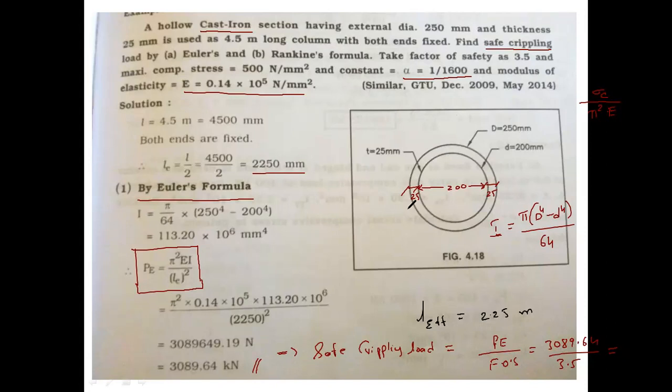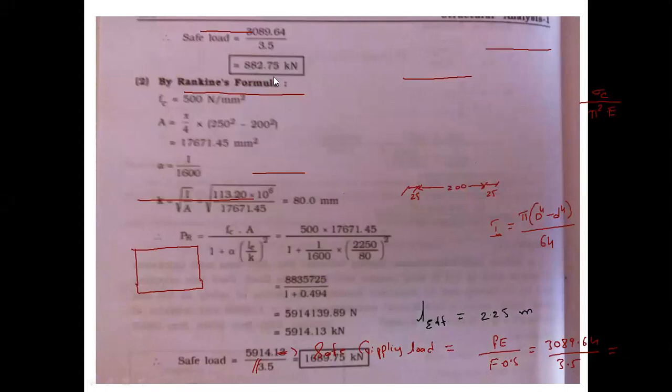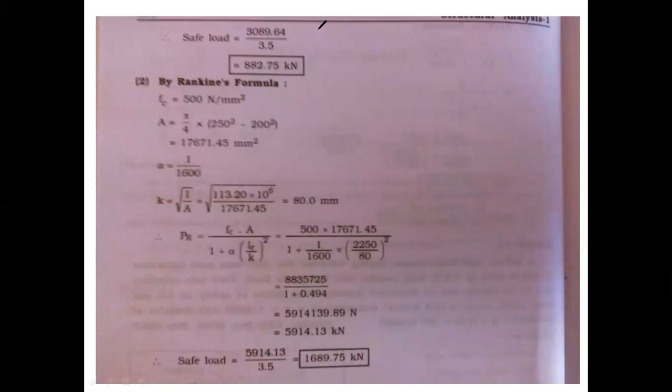So I think it was 882.75 kilonewton. Yeah, 882.75 kilonewton is the safe load bearing of the particular cast iron, hollow circular section.